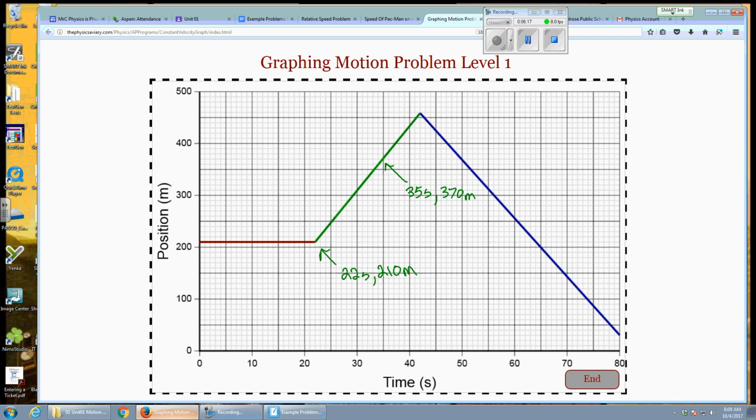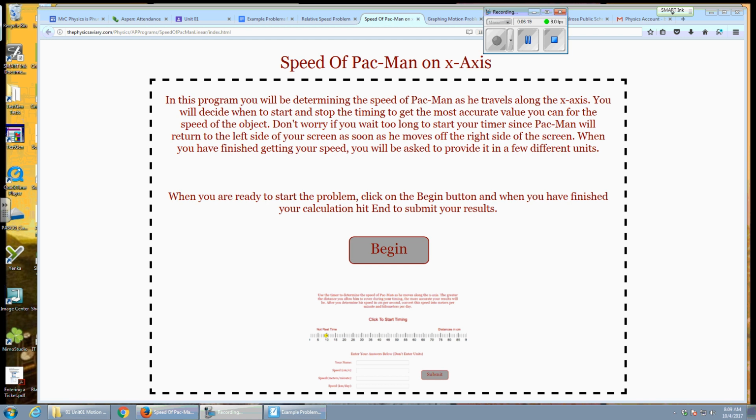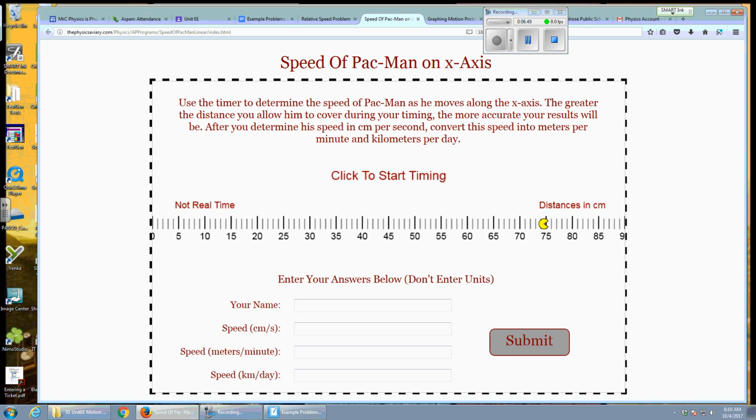Okay. All right, so I'm assuming you guys know who Pac-Man is. So we're going to time to get the speed of that Pac-Man, and he's just going to loop while you finish getting the speed of it in a few different units. Ready to start the program, click the green button, finish calculation, hit end to submit your results. All right. So we've got Pac-Man here moving.